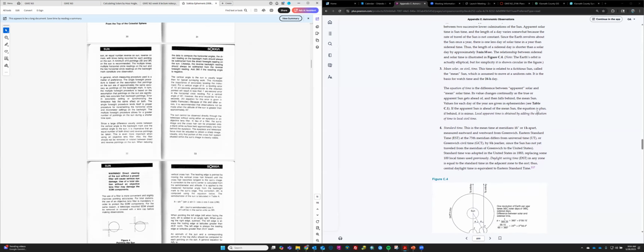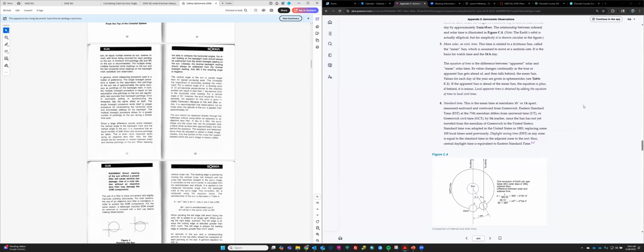And then we have standard time. This is the time of meridians 15 degrees or 1 hour apart, measured eastward and westward from Greenwich. Eastern Standard Time at the 75th meridian differs from universal time or Greenwich Civil Time by 5 hours earlier, since the sun has not traveled as far from the meridian in the United States. Standard time was adopted in the United States because of the confusion of the local times previously used.